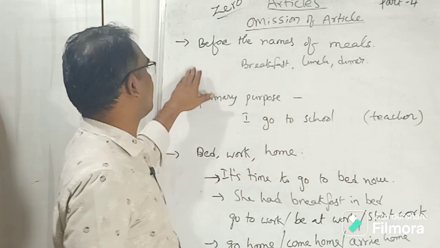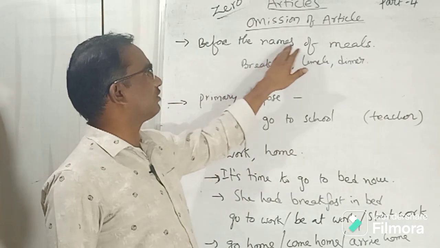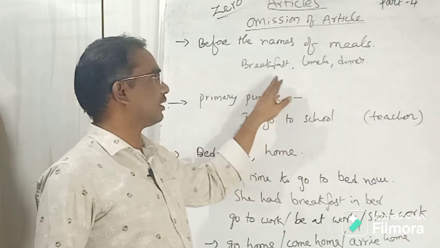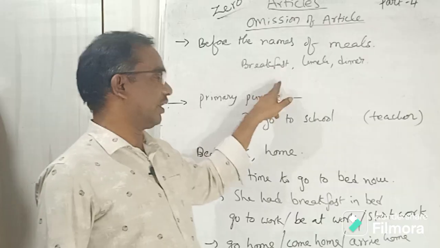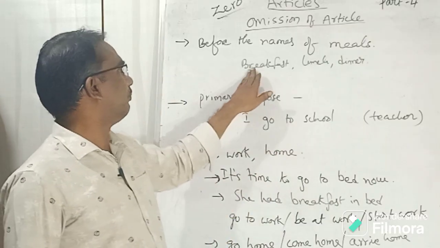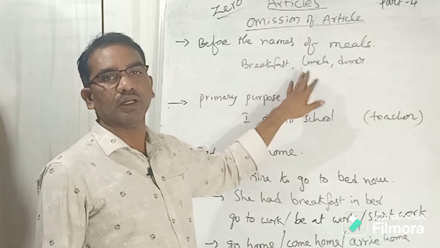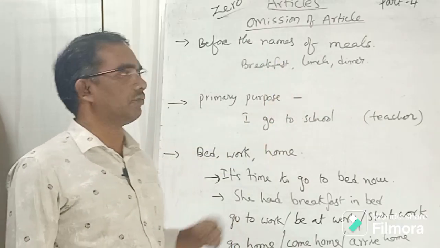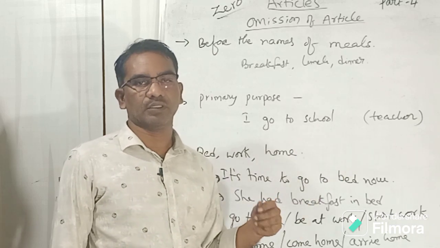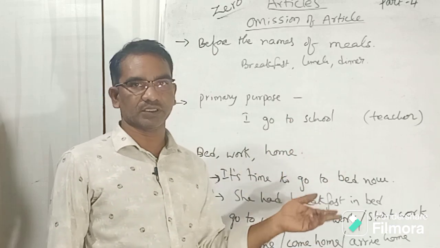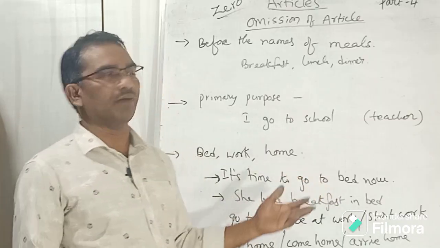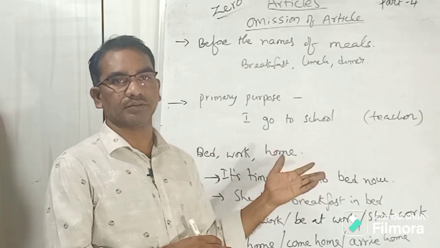Let's see the first one, before the names of meals. When you talk about names of meals like breakfast, lunch, dinner, etc., before these names, don't use articles. So when do you have breakfast? Not when do you have the breakfast. When do you have breakfast? This is time for lunch. Let's have dinner, not the dinner.